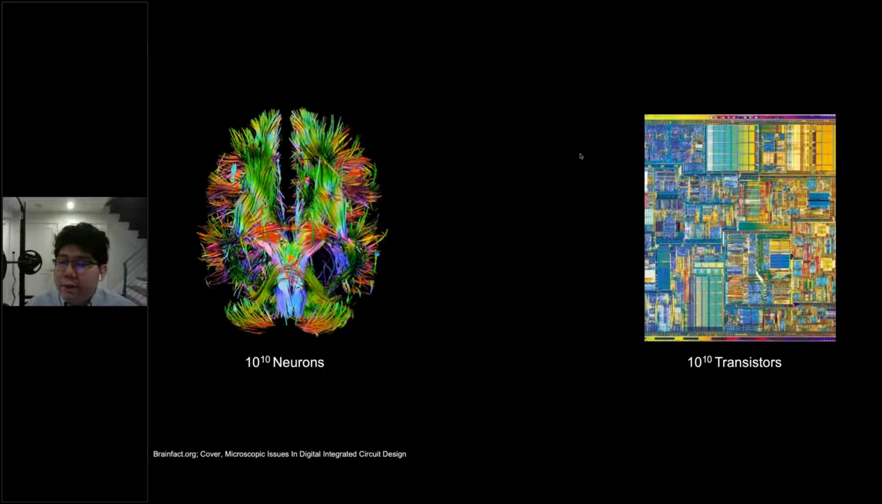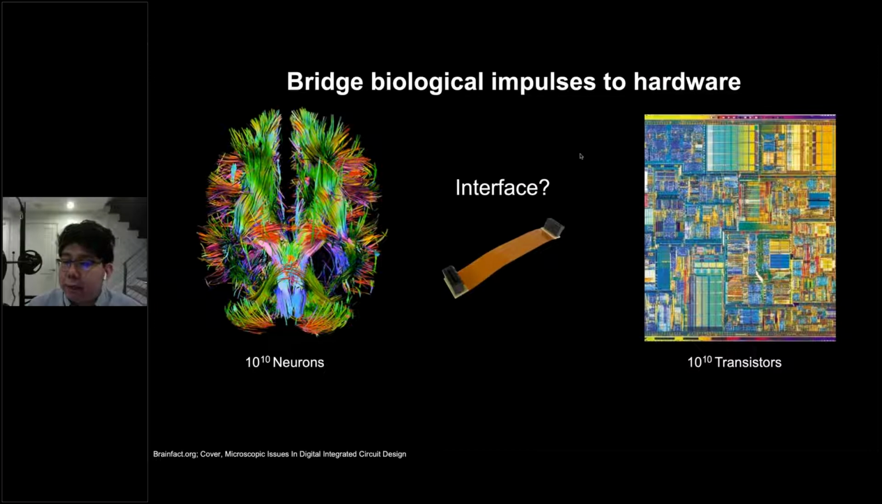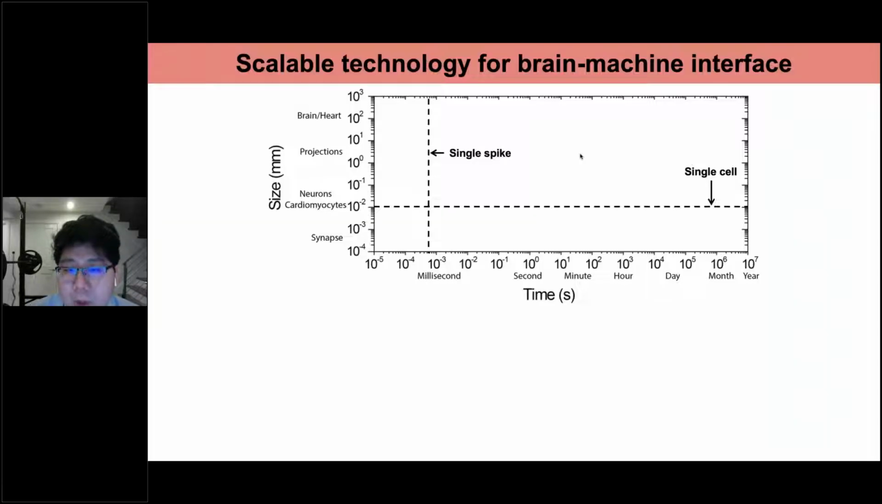So what we are really missing here is a cable technology, an interfacing technology that can bridge those individual electrochemical impulses that operate in the individual neurons from this 3D brain to the hardware, to the powerful chips that we have to interpret or collect their information. To build this kind of interface, since we have such a large number of neurons that we need to address, what we need is actually a scalable technology for brain-machine interfaces.